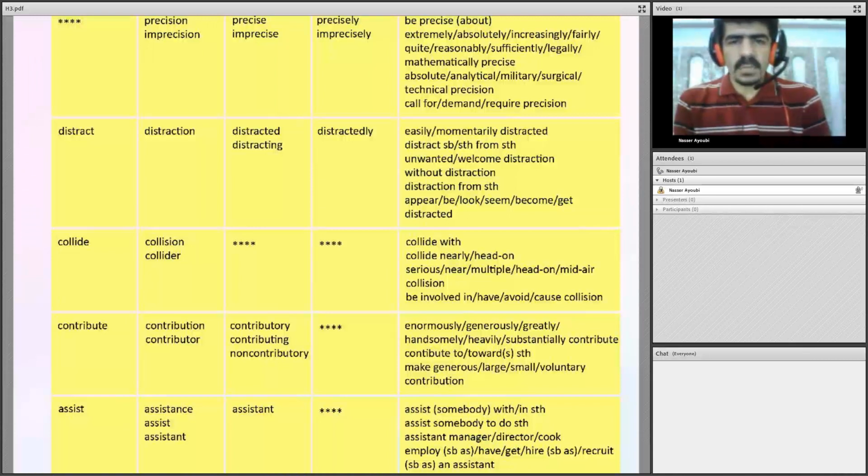Distract somebody or something from something. Unwanted distraction, welcome distraction, without distraction, distraction from something, appear distracted, be distracted, look distracted, seem distracted, become distracted, and get distracted. Welcome distraction. Welcome here means nice. Nice distraction.